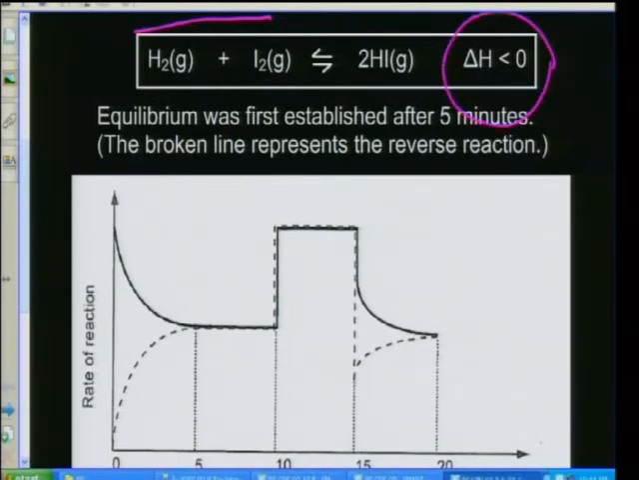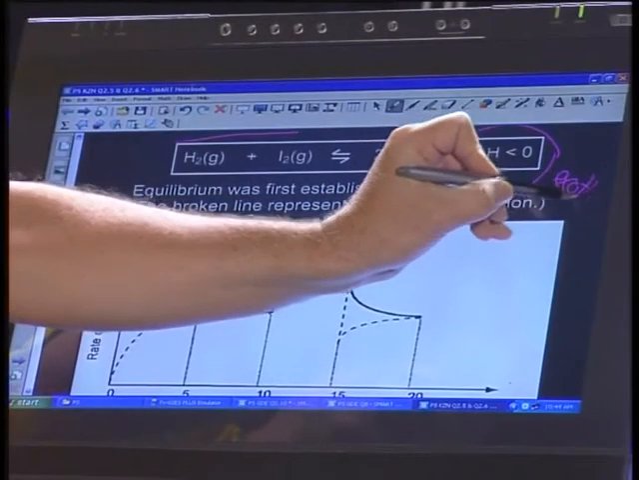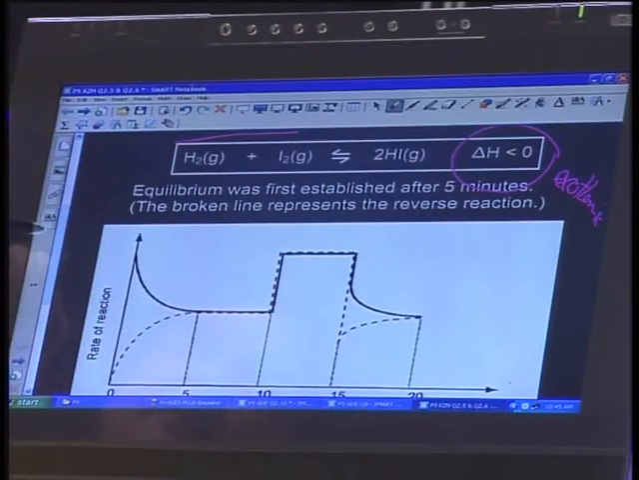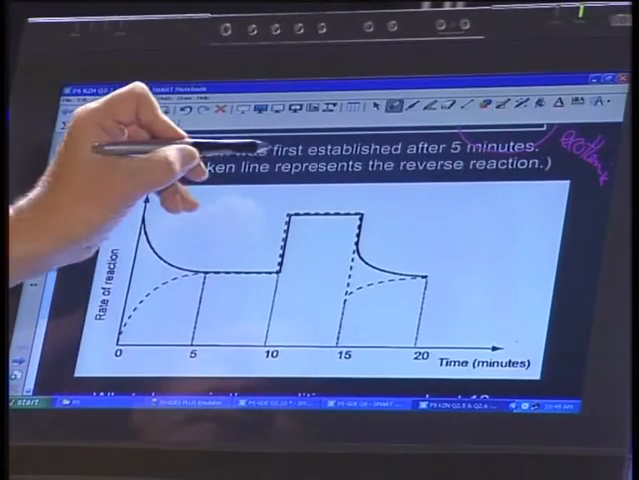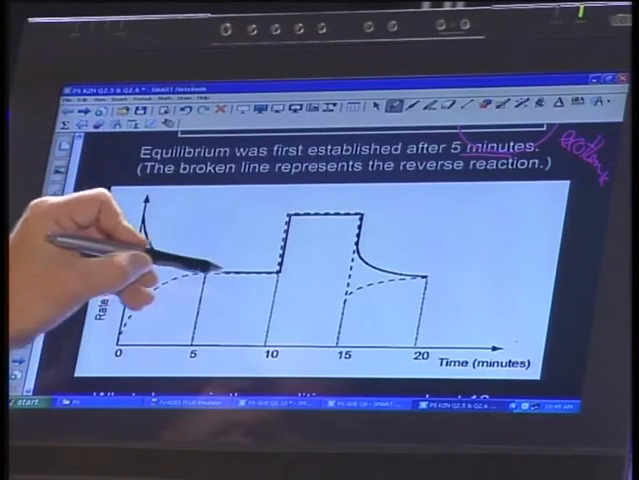0. Do you remember what delta H less than 0 means? Hope so. Means that if it's less than 0, it's a negative. That means that in the way it's been written, it is exothermic. Please make sure you've remembered that. Delta H greater than 0 means it's positive. Okay, it tells us equilibrium was first established after 5 minutes, and there we can see it.